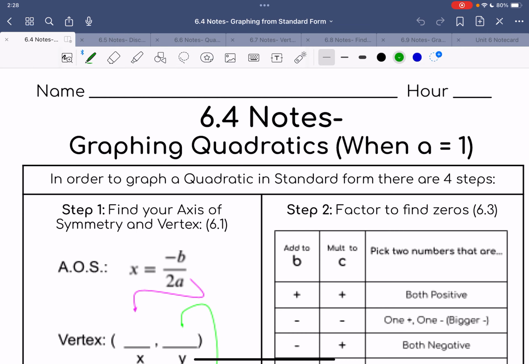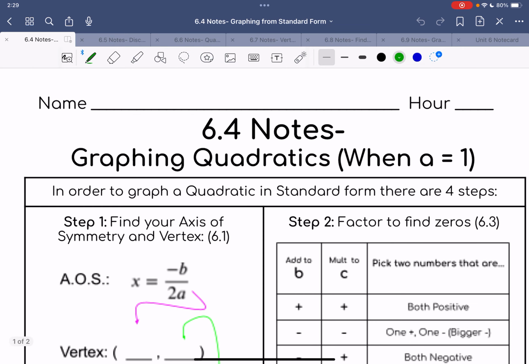We are going to be graphing quadratics now. We are graphing quadratics right now when our a value equals 1, so we don't have that number in front of x squared. We will worry about how to graph those quadratics when we get to 6.9, the very end of the unit.